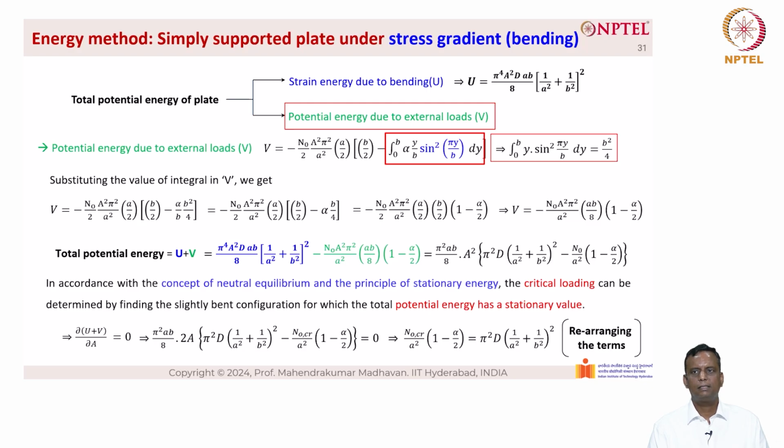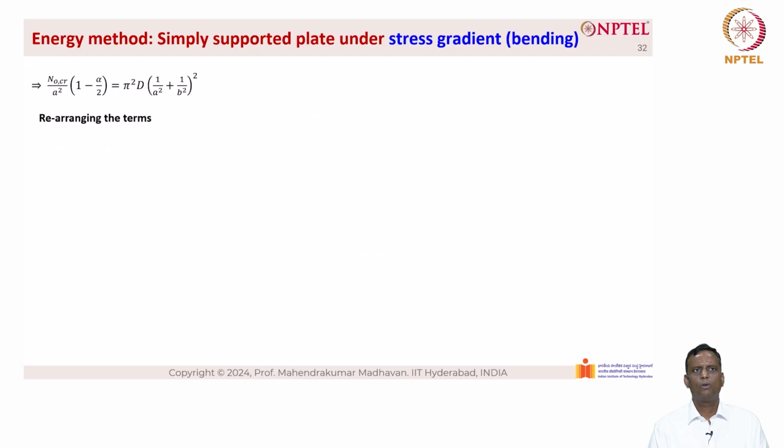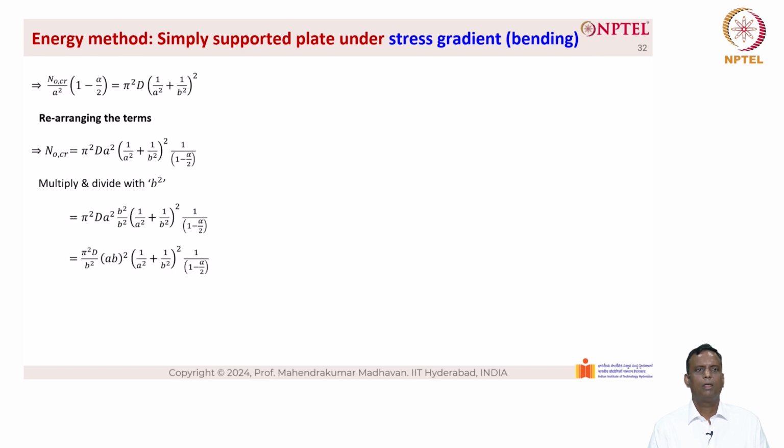Now let's rearrange the terms. When we do so, we have N naught critical equal to pi square into D into a square into 1 by a square plus 1 by b square into 1 by 1 minus alpha by 2. Now let's multiply and divide with b square. So we have pi square into D into a square into b square by b square into 1 by a square plus 1 by b square the whole square into 1 by 1 minus alpha by 2. We can simplify this further, and finally we get N naught critical equal to pi square D by b square into b by a plus a by b the whole square into 1 by 1 minus alpha by 2.